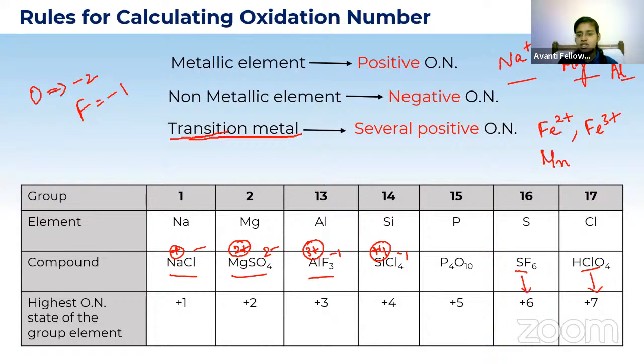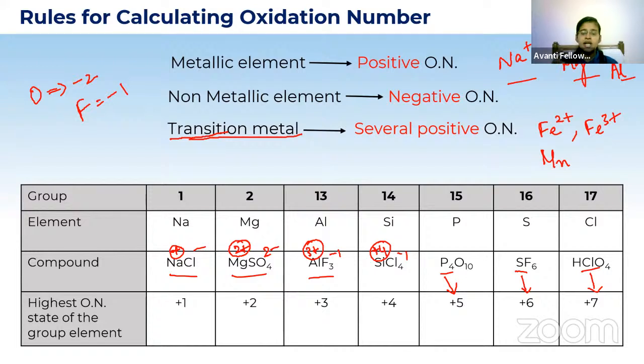So the highest oxidation number or the highest oxidation state of the group element is given. For the first group, the highest oxidation number is +1. For the second group, it is +2. For the 13th group, it is +3. For the 14th group, the highest oxidation number is +4.